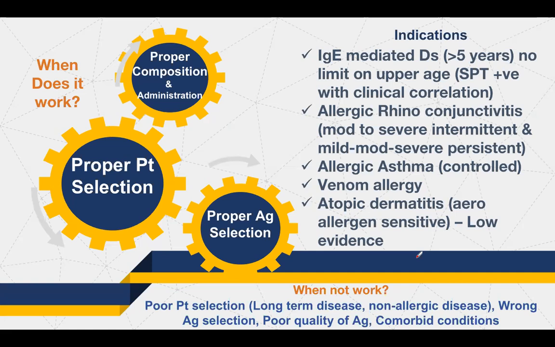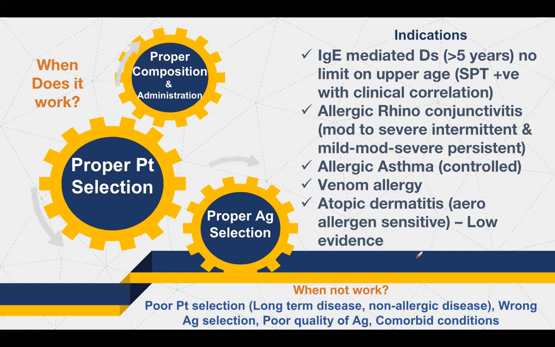In allergic rhinoconjunctivitis, those who are suffering from moderate to severe intermittent, or even mild persistent or moderate to severe persistent variety, there we can use it. In controlled cases of allergic asthma, venom allergy, and atopic dermatitis with aeroallergen sensitivity, there also we can use allergen immunotherapy, but the evidence level is low here. So more evidence generation needs to be done in the setup of atopic dermatitis.